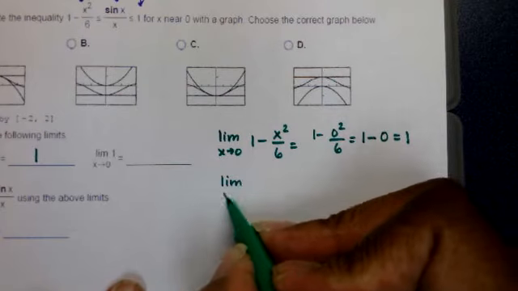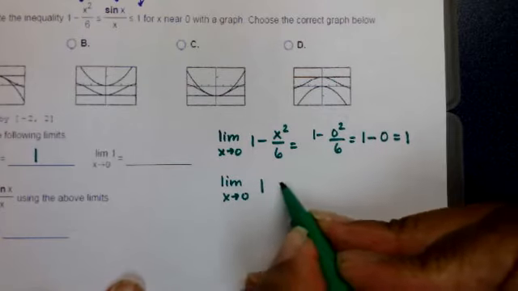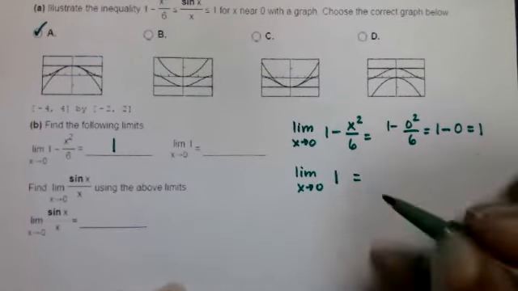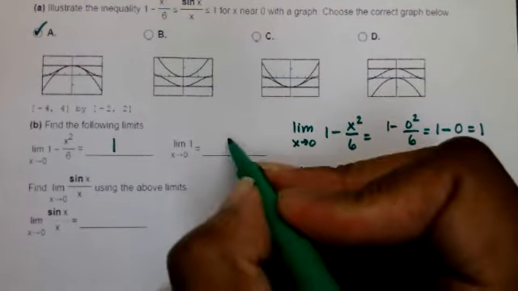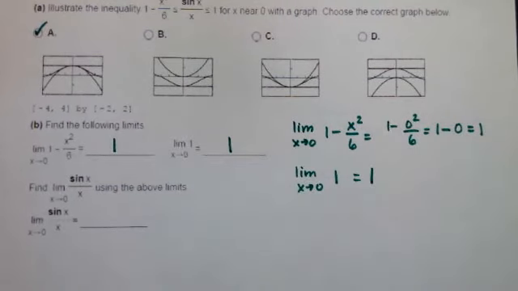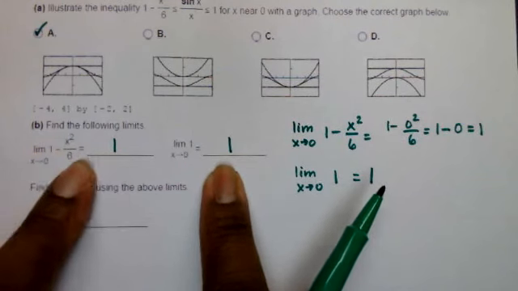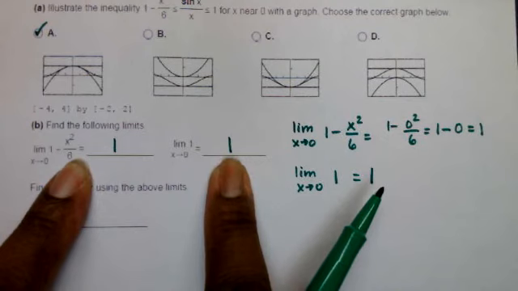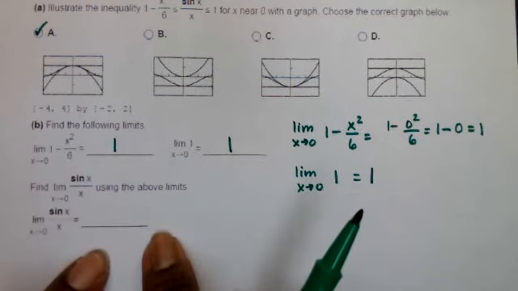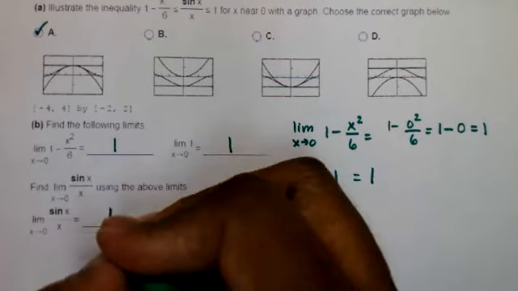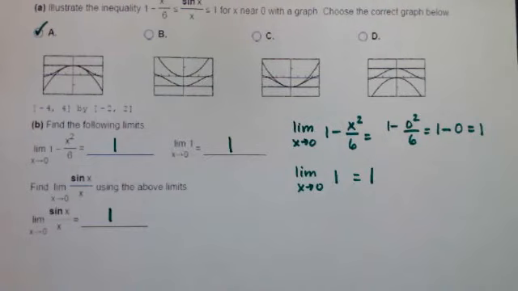And then the limit as x approaches 0 of 1. Well, the limit of a constant is a constant. So that's going to be 1 as well. Okay. So from these limits that we got for the left function and for the right function, the one in the middle has got to be going to the same value. So the limit as x approaches 0 of sine of x divided by x has to be equal to 1 based on the squeeze theorem.